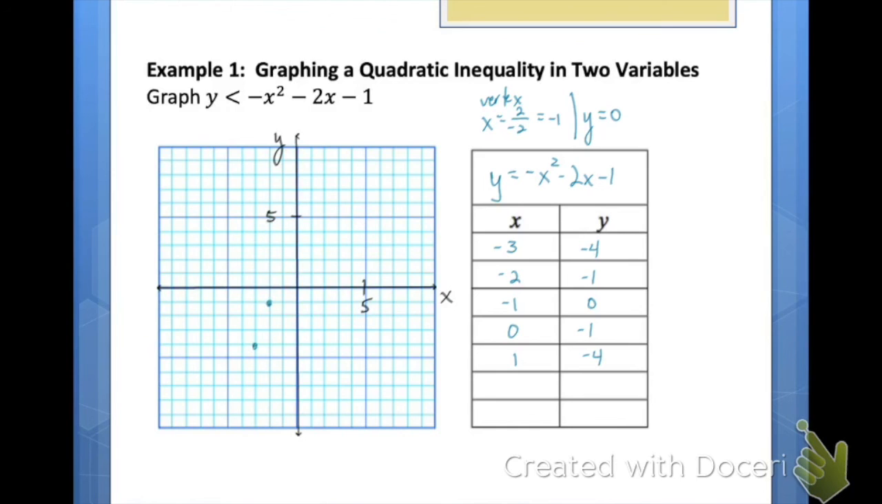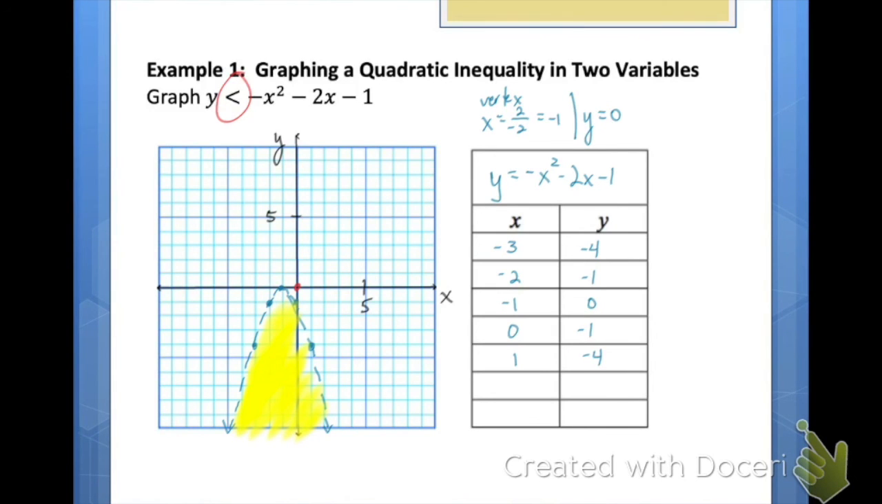So I'm going to plot my points from my table, and then I'm going to draw a smooth dashed curve through my points. I'm going to extend the curve all the way through my graph space. I go back to my inequality and notice that it is less than. So a general rule is that I can shade, since my parabola is pointing downward, everything that is underneath my parabola. I'm going to test a point outside the parabola just to make sure that I have shaded on the correct side of the parabola, and in this case it's on the inside.